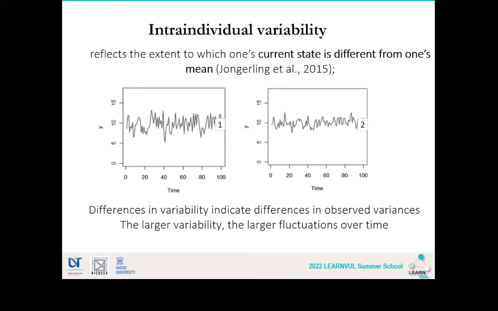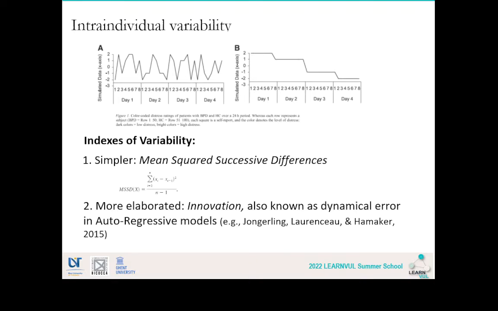Then you have the intra-individual variability, so how variable it is. The larger the variability, the larger the fluctuation over time. You can see, for example, that one has more variation than the second. The second is slower. The wave is larger, so there is less variability.